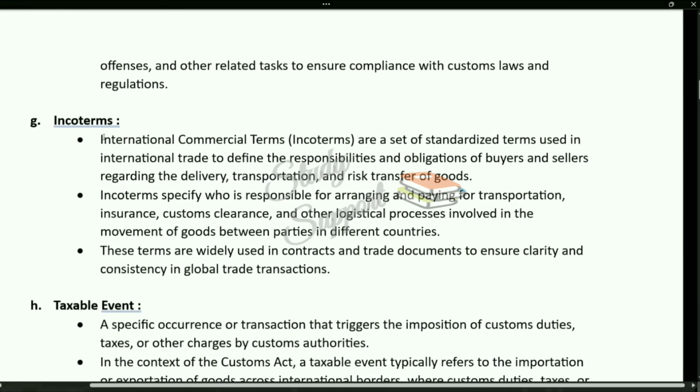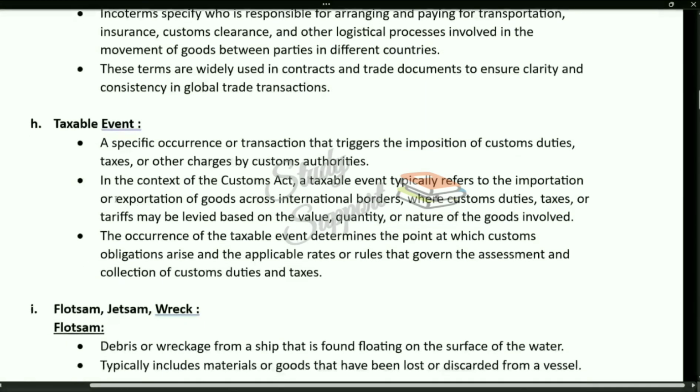G. Incoterms. International commercial terms, Incoterms, are a set of standardized terms used in international trade to define the responsibilities and obligations of buyers and sellers regarding the delivery, transportation, and risk transfer of goods. Incoterms specify who is responsible for arranging and paying for transportation, insurance, customs clearance, and other logistical processes involved in the movement of goods between parties in different countries. These terms are widely used in contracts and trade documents to ensure clarity and consistency in global trade transactions.